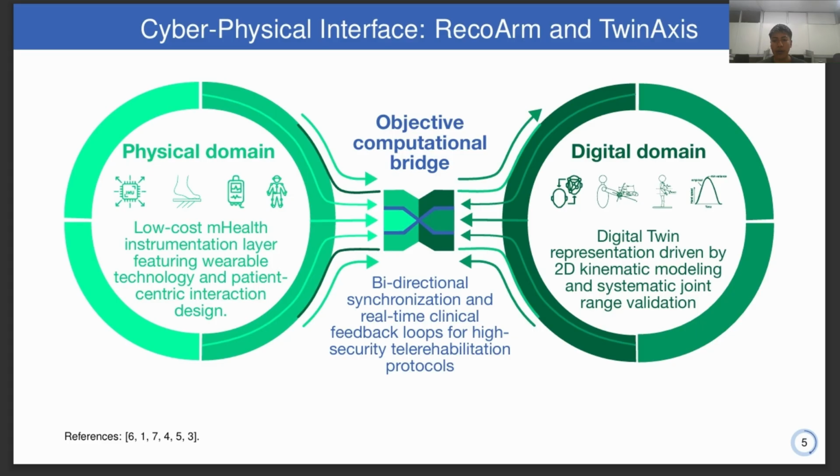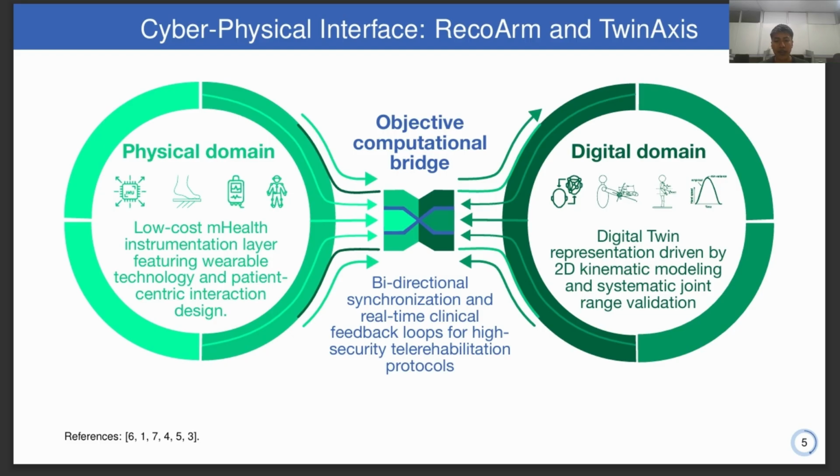On the right, we have the digital domain represented by twin axis. This is where the digital twin resides. Here we apply 2D kinematic models to transform raw telemetry into a virtual representation. This allows for the systematic validation of joint ranges with clinical precision. The most important element is the objective computational bridge in the center. This is the engine that enables bidirectional synchronization.